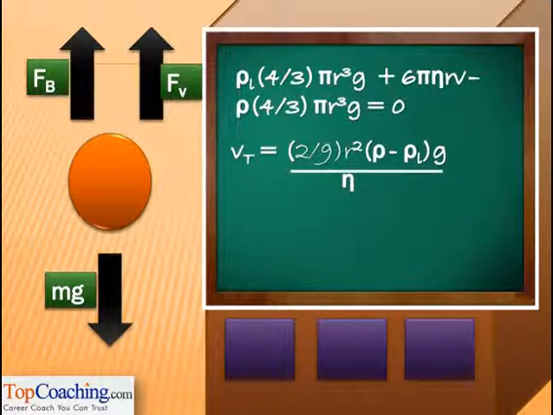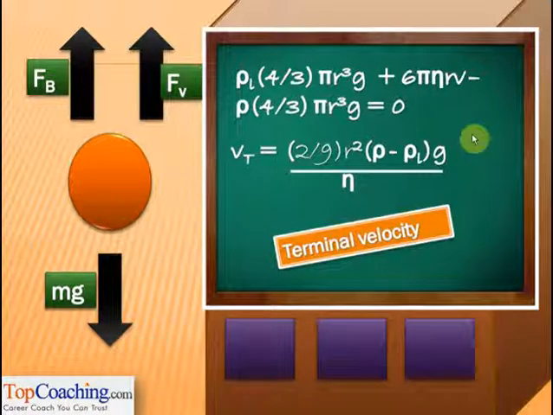of the ball. Understood? And this terminal velocity is given by this expression, 2 by 9 r square into (rho minus rho L) into g by eta. Here r is the radius of the ball, rho is the density of the ball, rho L is the density of air or the density of the fluid, and eta is the coefficient of viscosity of the fluid. This is the expression for terminal velocity, the velocity at which the viscous force increases to such an extent that it balances mg minus Fb.